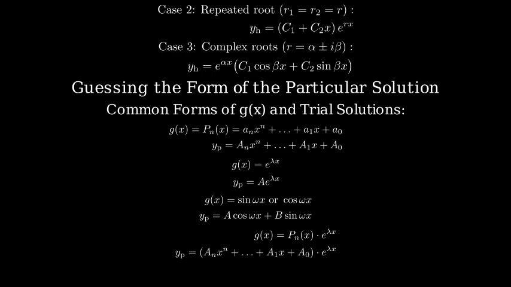For example, if g(x) equals e to the power of lambda x, and e to the power of lambda x is already in y_h, then we use y_p equals A times x times e to the power of lambda x. If this is also in y_h, which happens when lambda is a repeated root, we multiply by x one more time, giving y_p equals A times x squared times e to the power of lambda x.